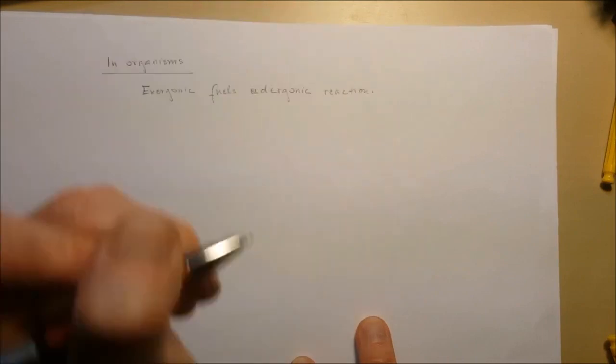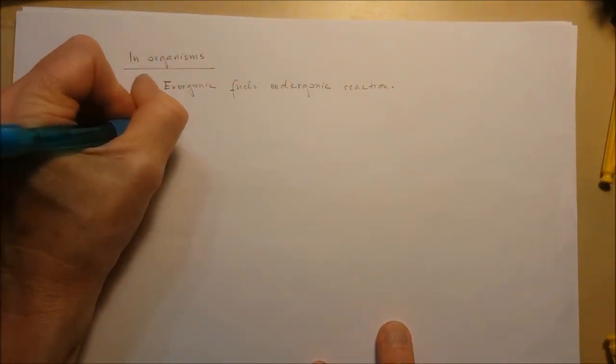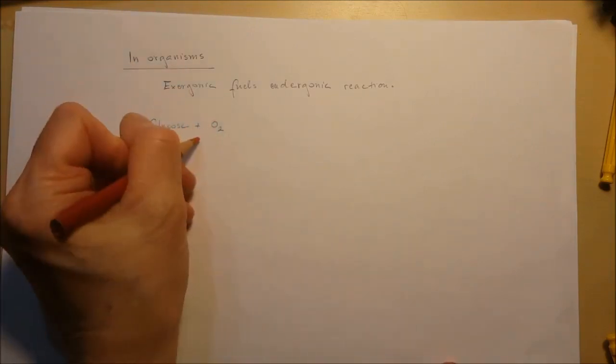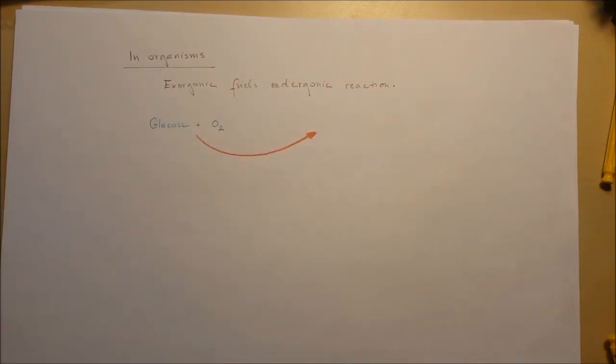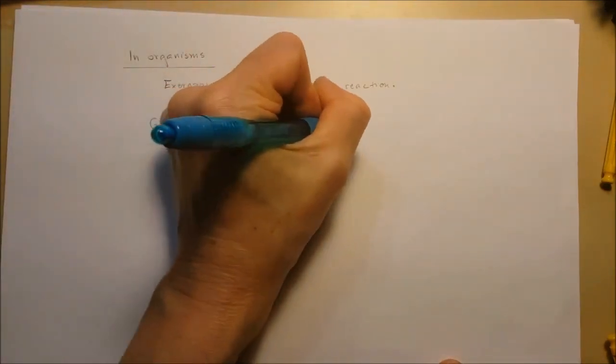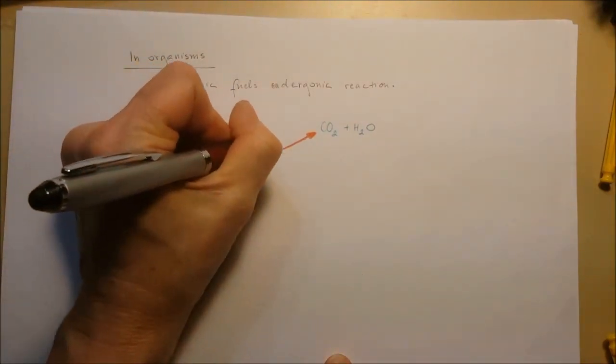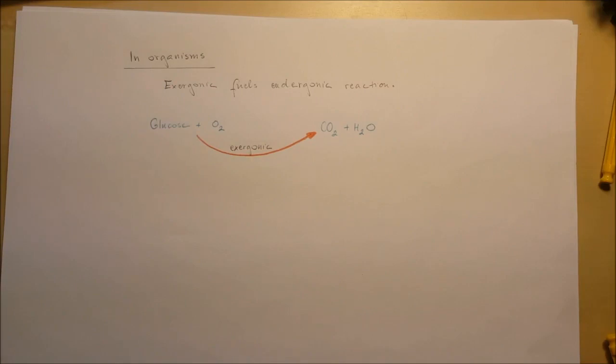And the last section is that in organisms, the exergonic reactions fuel endergonic reactions. The reactions are usually coupled, so the exergonic reaction that releases free energy is going to fuel the reaction that needs free energy. So the glucose and the oxygen turn into carbon dioxide and water. This is cellular respiration.